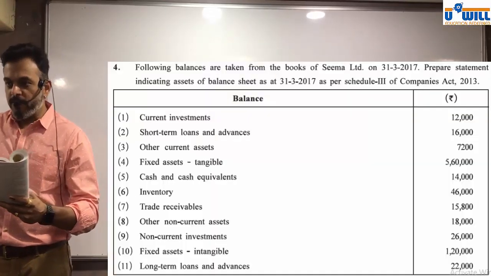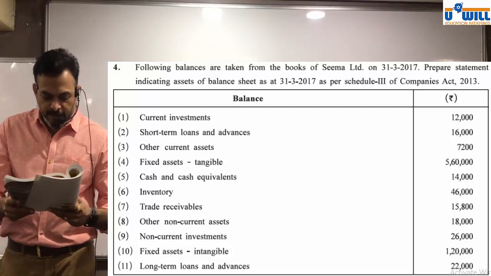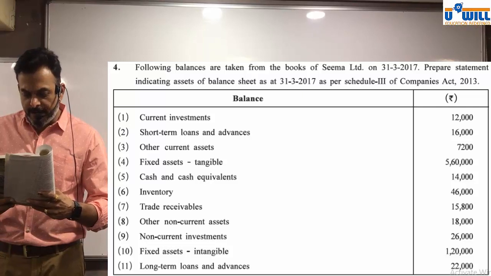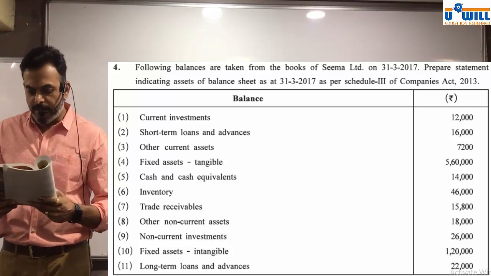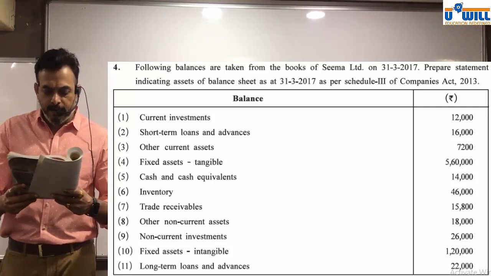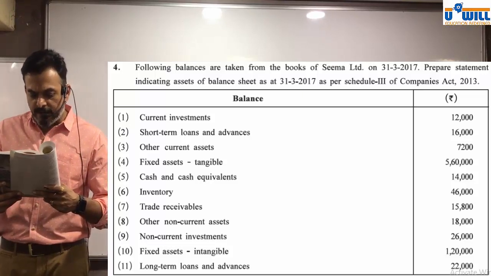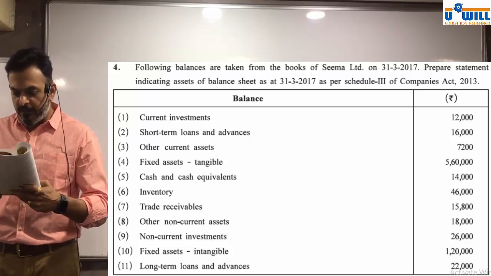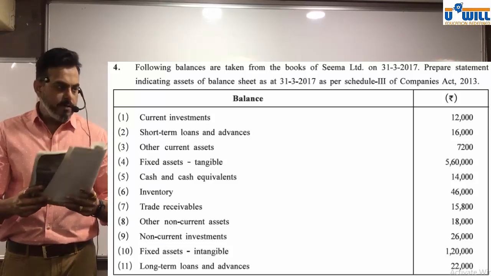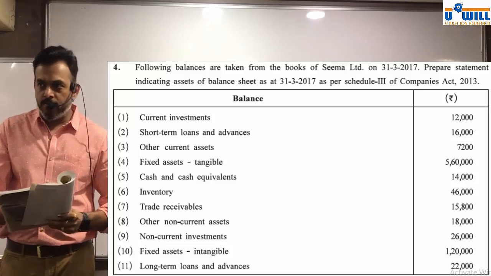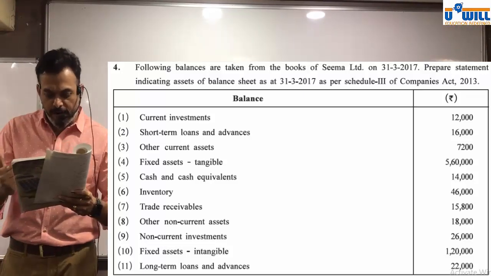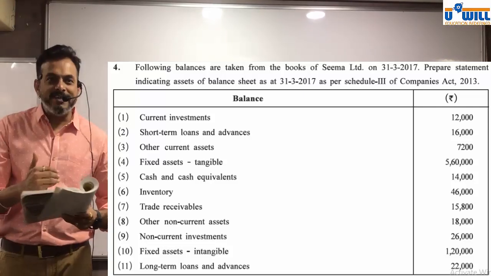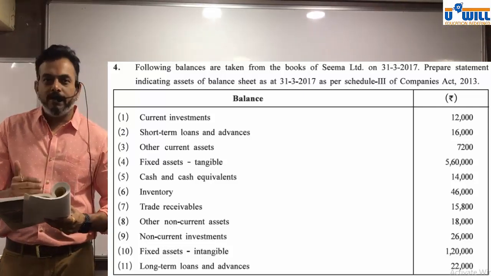Page number 149, question number 4. Following balances are taken from the books of SEMA Limited on 31/3/2017. Prepare statement indicating a set of balance sheet as at 31/3/2017 as per Schedule 3 of Companies Act 2013. So we have to make a part format of the balance sheet, because here we have to show only the balance sheet heading, only for asset.